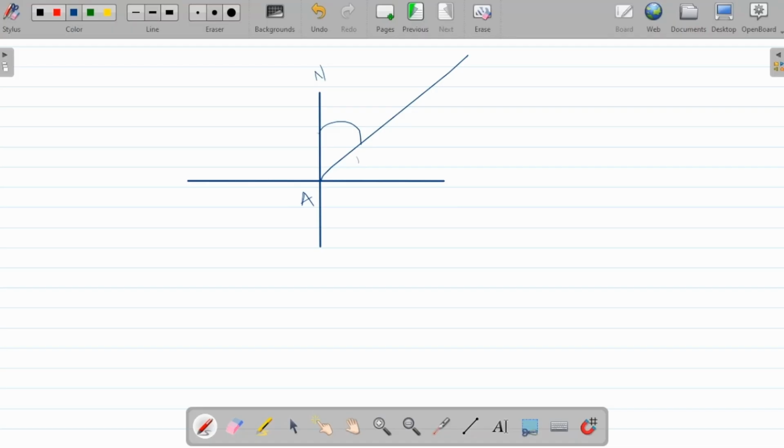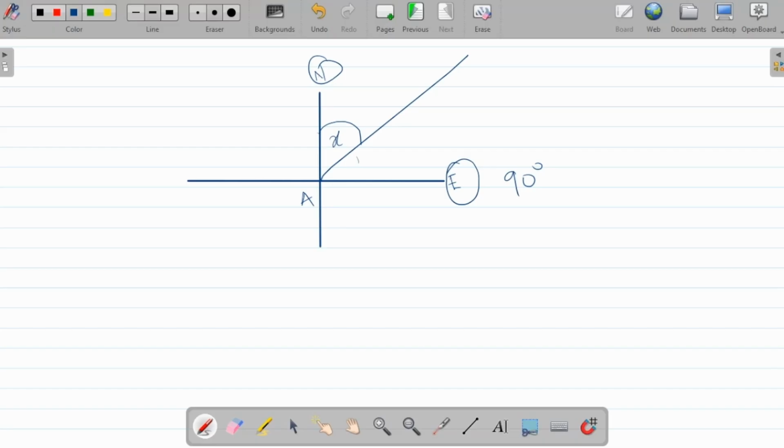And we know that between the North and the East is how many degrees? 90 degrees. So if from the North to the East is 90 degrees, what will be the angle here? Let me call it X. What will be the value of angle X? Is it going to be more than 90 degrees or less than 90 degrees?